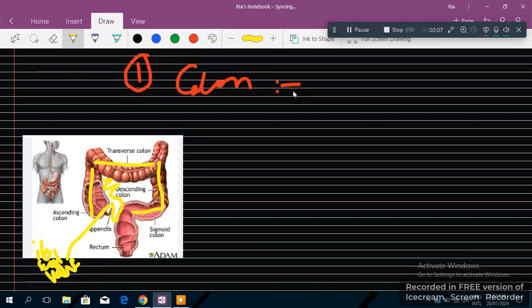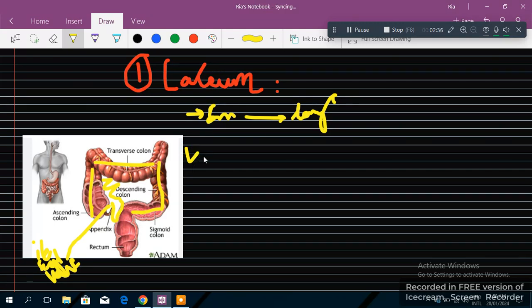The colon's first part is, by the way, the cecum. I think I should have discussed that. Let me erase this, sorry please. The cecum is very small, just after the small intestine. This is the part which joins the small intestine with the large intestine, and it is located in the lower side of the abdominal cavity.